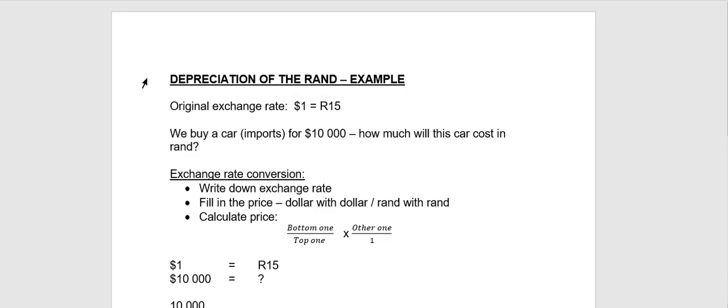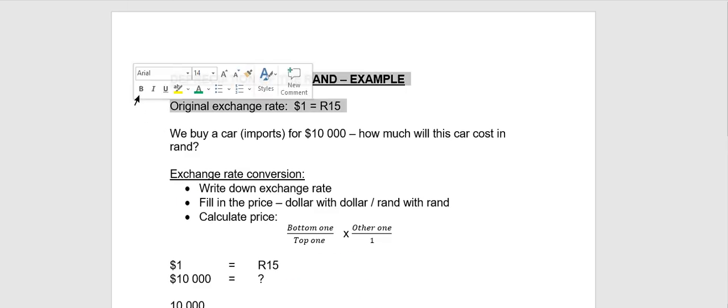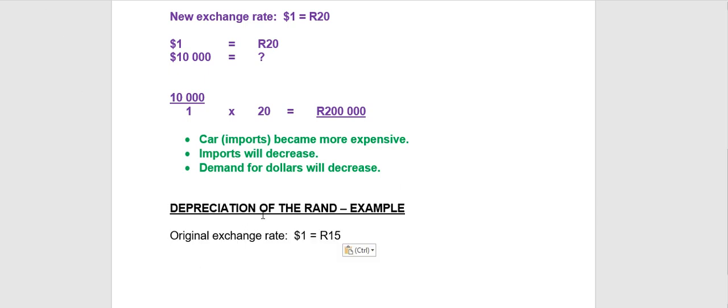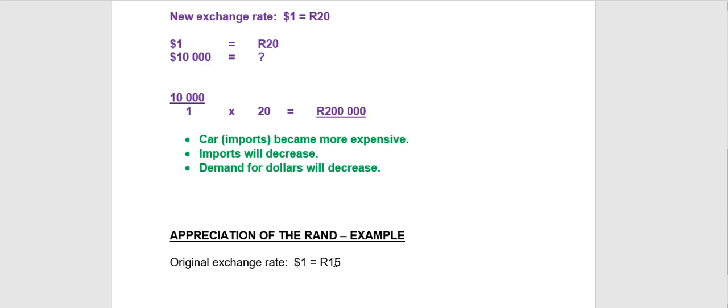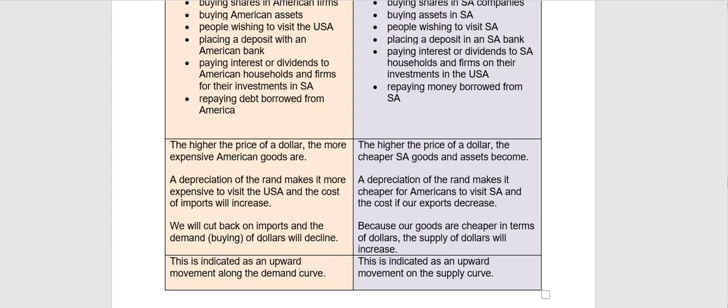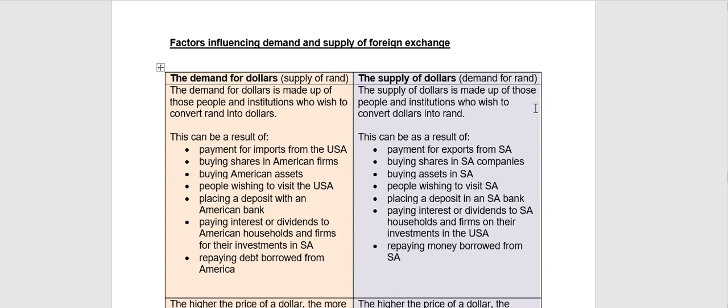Then we are going to go to a new example. We're going to go now to see what is going to happen if there is an appreciation. So I'm going to go back to the notes, so we can see what is going to happen if there is an appreciation of the rand. How is that going to look? So we go back to the notes quickly, and now we are going to go back up to the purple block.